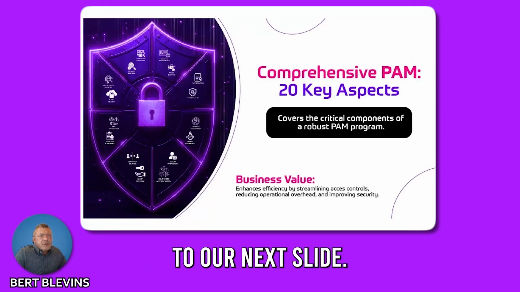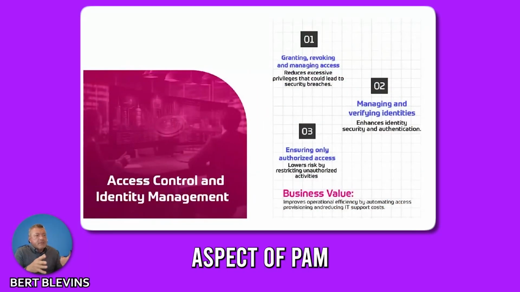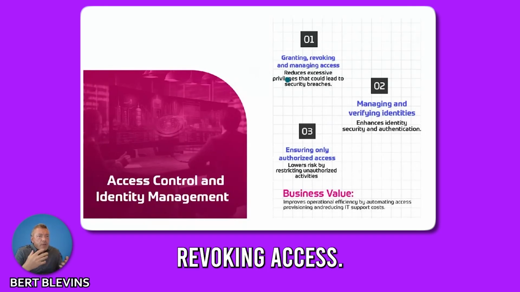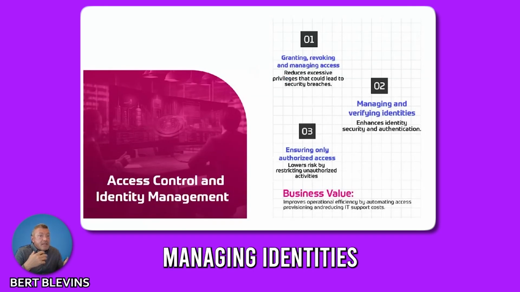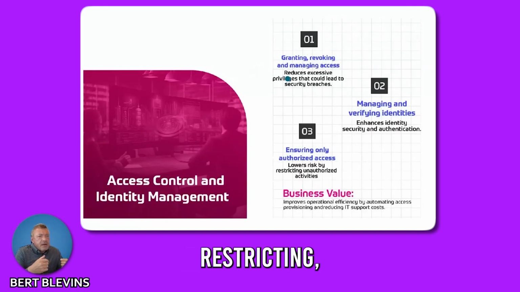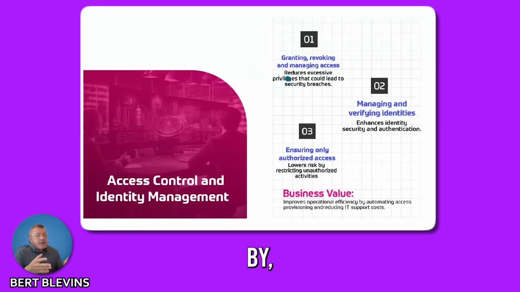Going to our next slide, the first aspect of PAM is access control and identity management. This is where you're granting or revoking access, managing identities and how they get into the system, and restricting unauthorized access. We do that using just-in-time, which I'll cover in a moment.